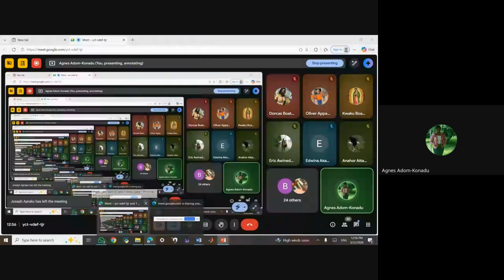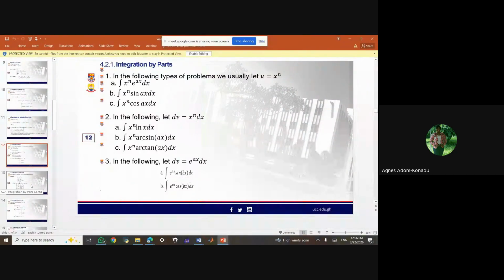Kwekubuama, what do you think? I think it's type 1A. Okay, so Buama is saying type 1A. Any other? Buama, still, are you saying type 1A?